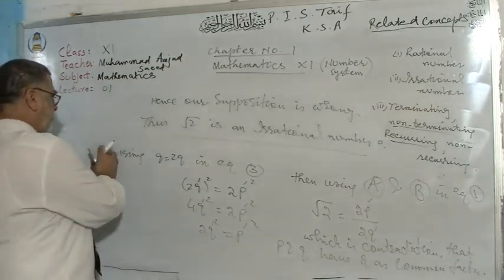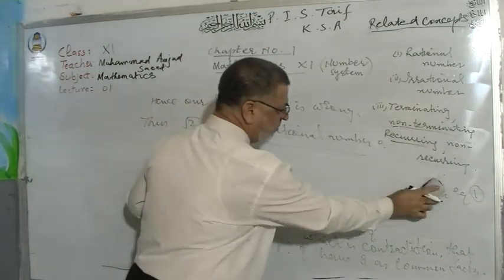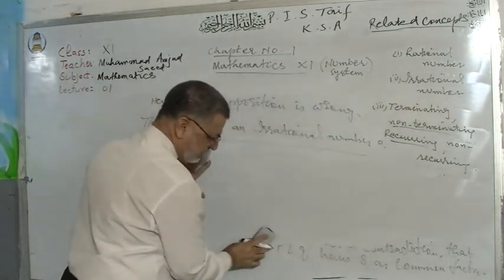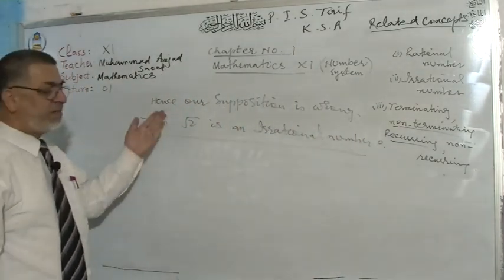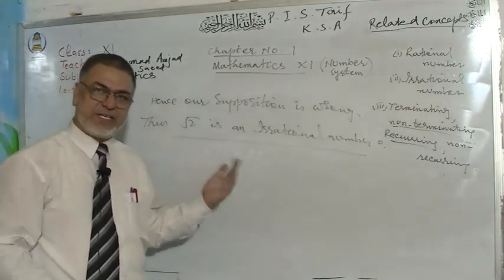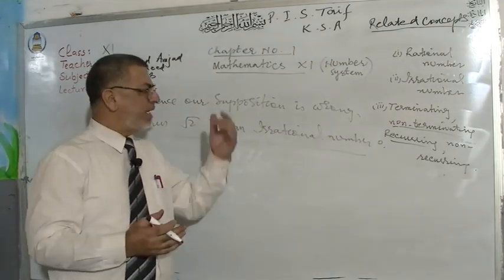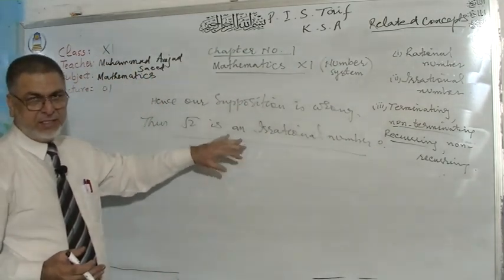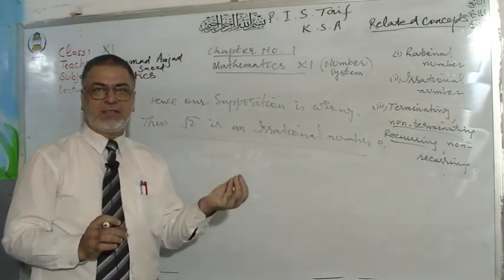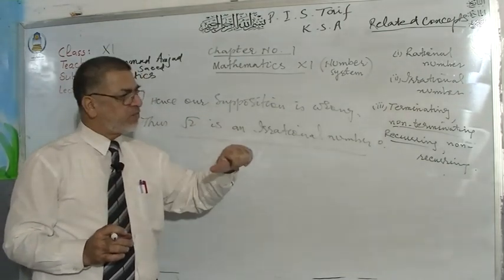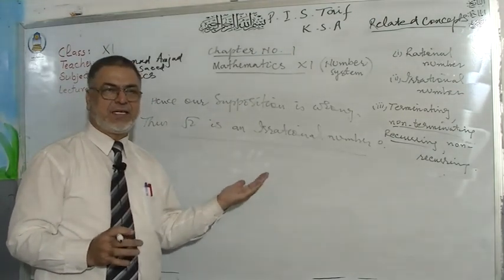Dear students, that was root 2. In case of root 3, root 5, root 7, root 11, you will have 3 as a common factor, 5 as a common factor, 7 as a common factor, 11 as a common factor. So exactly on these lines, 100% the same. Simply you will change the factor. It was 2; in case of root 3, 3 will be the factor, 5 will be the factor, 7, 11, like that.